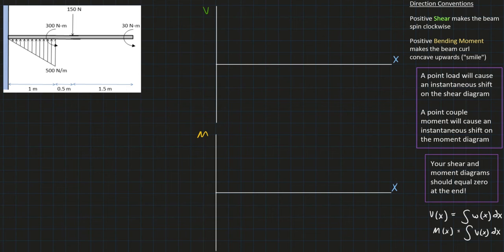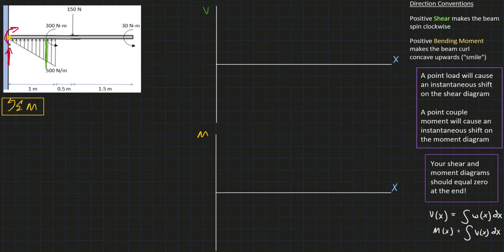First things first, we have to determine the support reactions. This is a fixed support, so we'll have some fixed support couple moment and some force. There won't be a left or right force because there are no other left or right forces on our beam. So I can sum the moments about this point to figure out that fixed support couple moment.